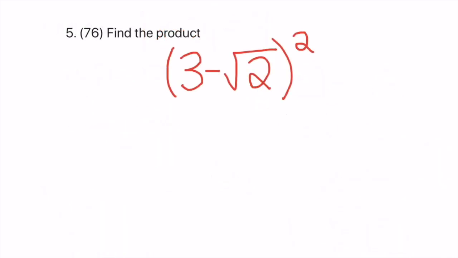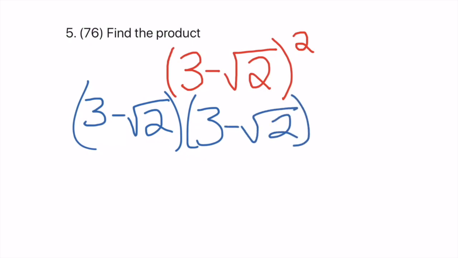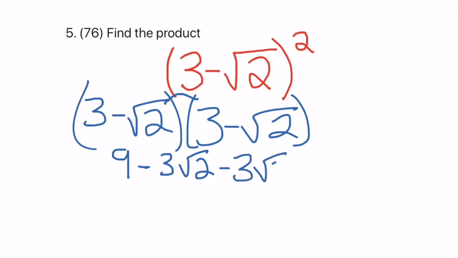Find the product. So this is basically just FOILing, but having a radical sign in it. So I'm going to rewrite this as 3 minus √2 times 3 minus √2. So first, we have 3 times 3, that's 9. Outside, 3 times a negative root 2, so that's -3 √2. Inside, we have 3 times -√2, so -3 √2 again.